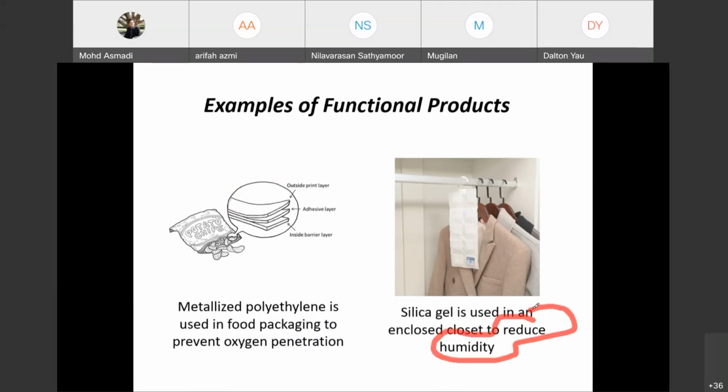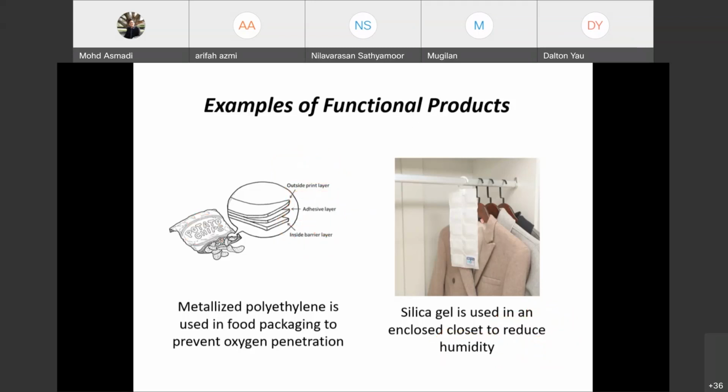Okay, another one is food packaging. Okay, using metallized polyethylene. Okay, this is because we want to prevent oxygen. Actually, if you look at here, the packaging has 3 layers. Okay, outside generally we use for the brand. Okay, we can write the names. Okay, inside is the barrier layer. That's why you see the inside barrier is, how to say, silver color, right? The inside barrier. Okay.